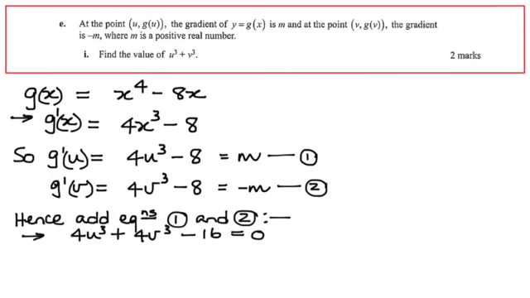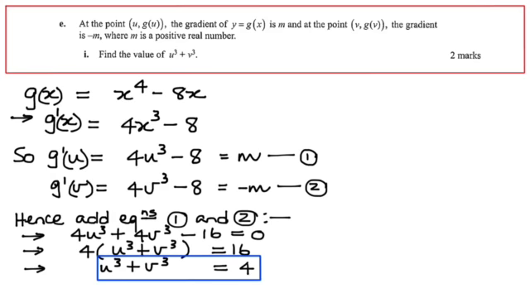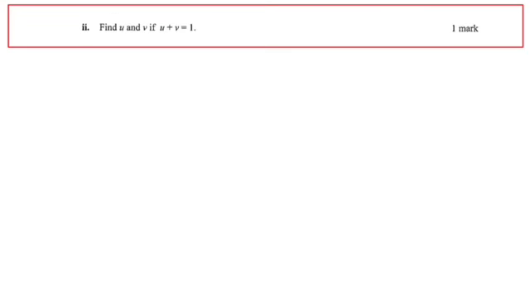Look at that. So therefore, if you take that minus 16 over the other side by adding 16 to both sides, you're going to get that, and then if you divide both sides by 4, we've got it for 2 marks. That's so good, isn't it? Alright, we've got this far. Let's keep going. Find u and v if u plus v equals 1 for 1 mark.